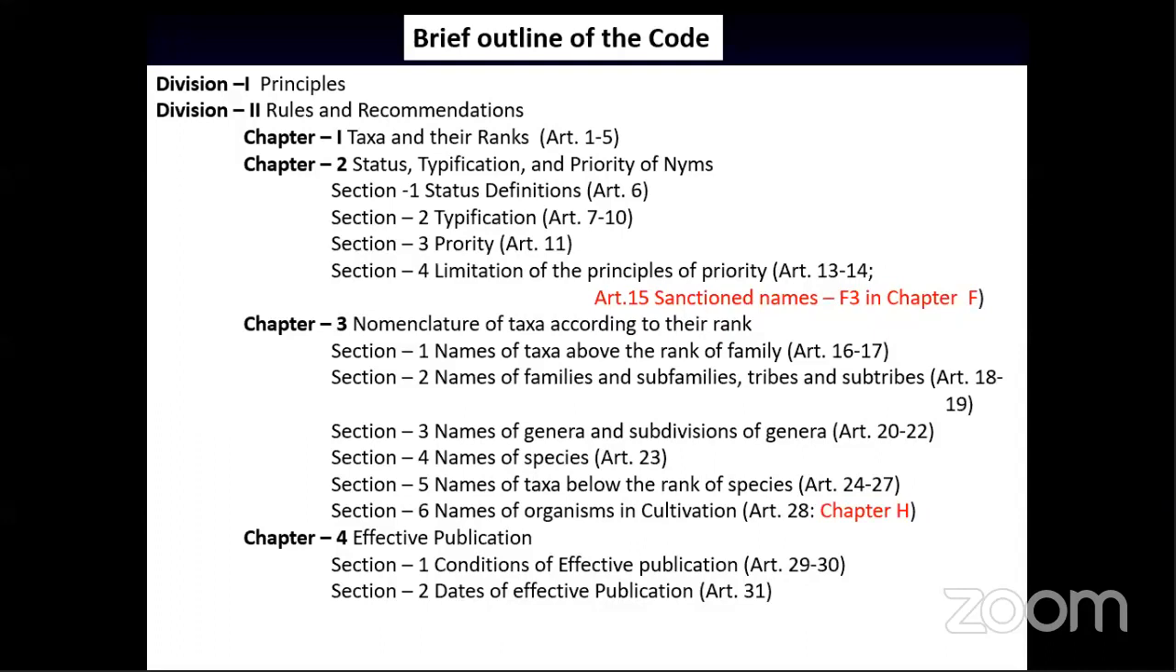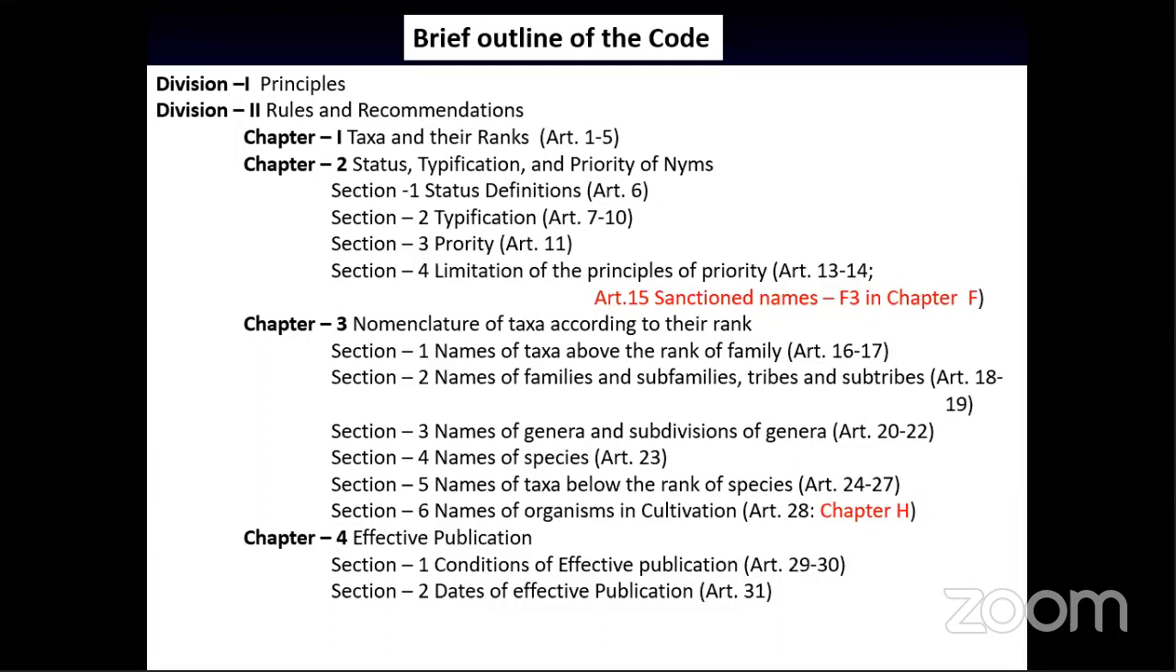And chapter four, effective publication. So this is another important thing for nomenclature. Suppose we are going to publish our newly published taxa or other thing. So there is effective publication, and articles 29 to 41, all these articles explain about the effective publication.